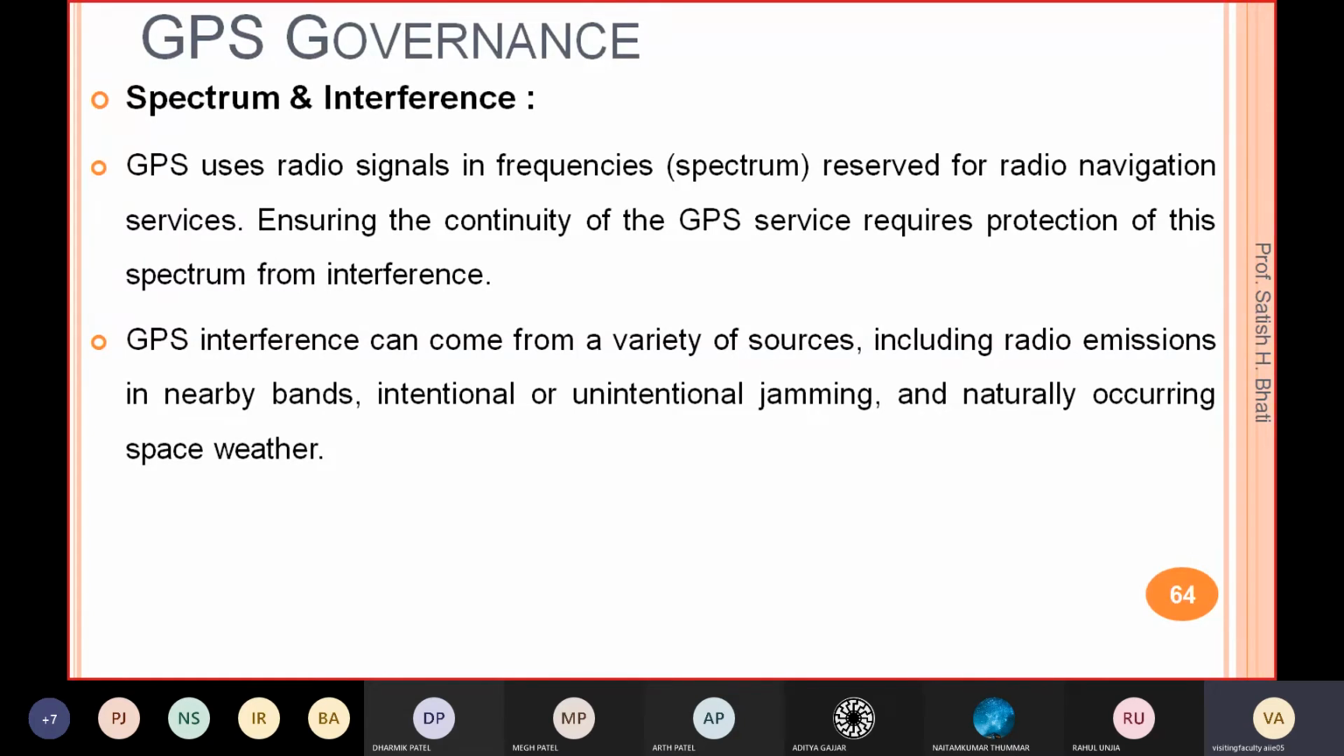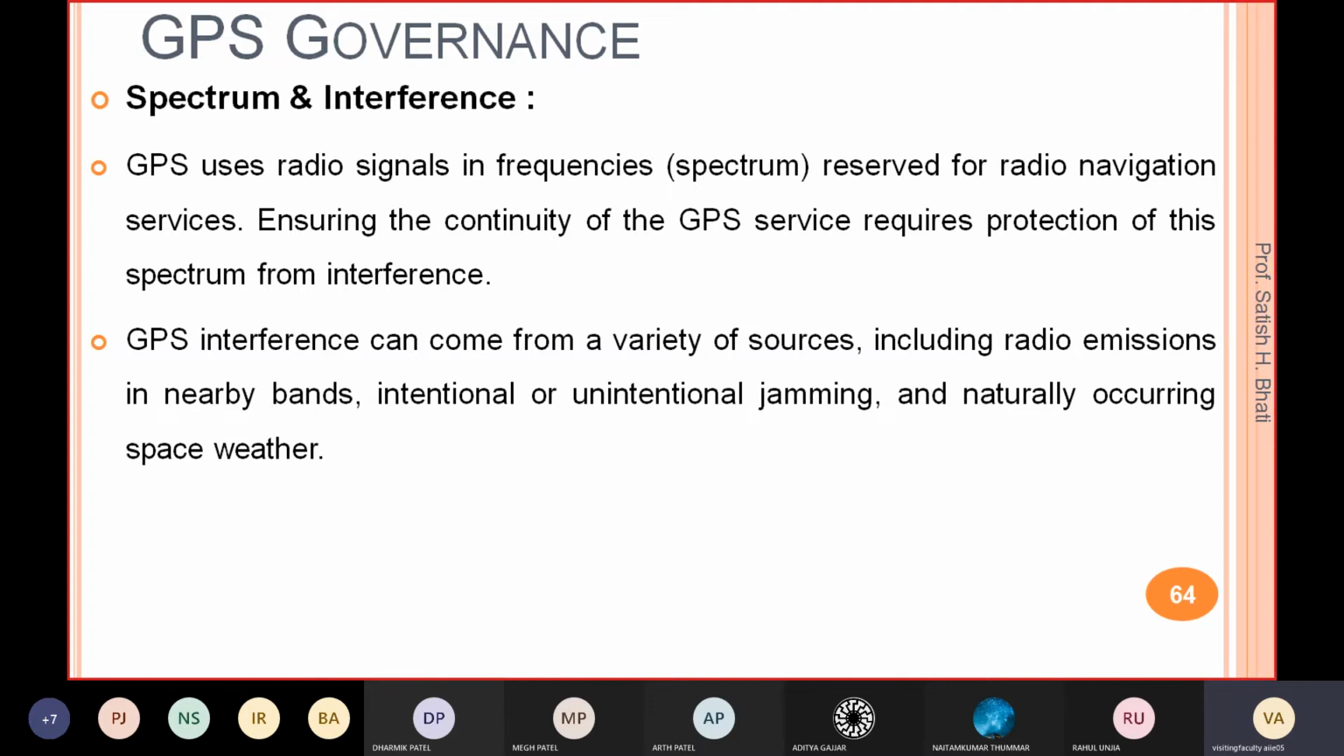So the GPS interference can come from a variety of sources, right? So this disturbance can arise from a variety of sources. In those sources we can include radio emissions in nearby bands, right? A nearby band is, for example, in GPS we are using some 50 megahertz frequency. Then in some other application you are using some 51 megahertz frequency, right? You have a difference in frequency of 1 megahertz only, so you can consider it a nearby band. So because of those signals, interference can arise.